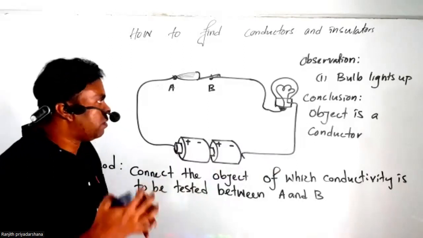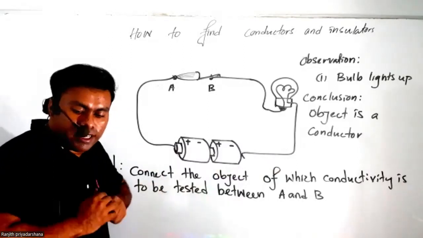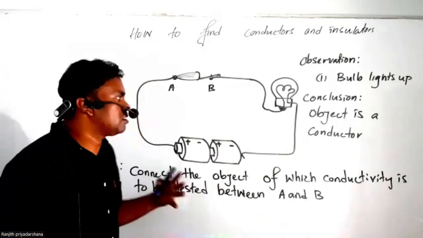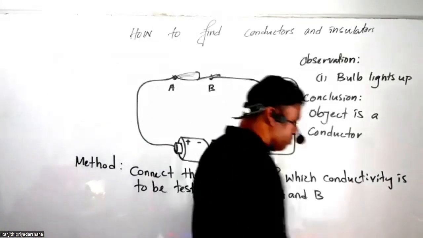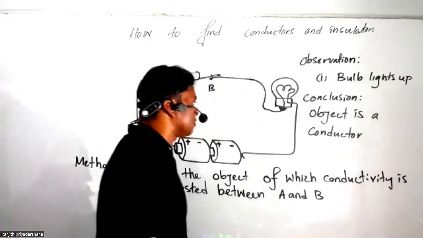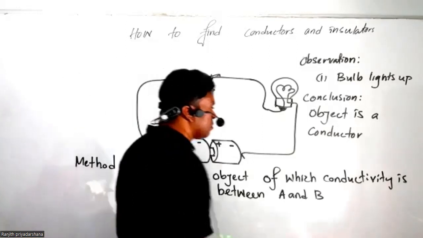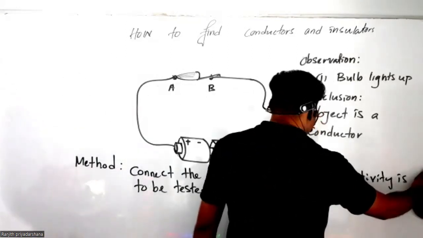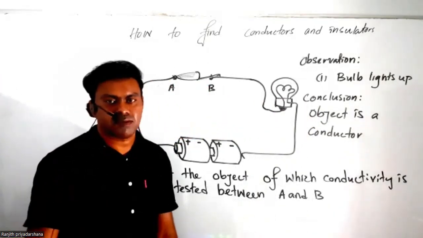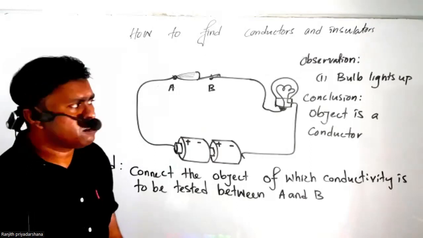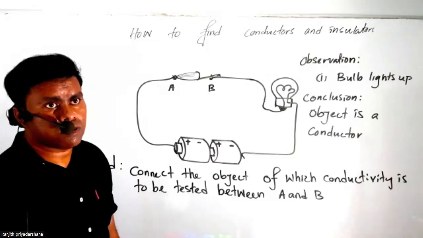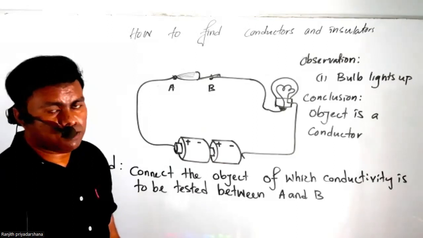If that bulb does not light up, the object is not a conductor, right? It's a good insulator. Sir, are ourselves an insulator or conductor? Conductor. That's a good conductor for electricity, higher voltages, right?